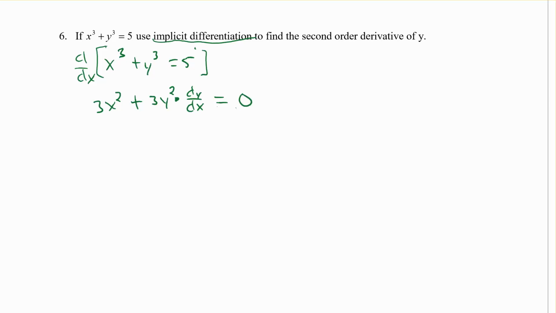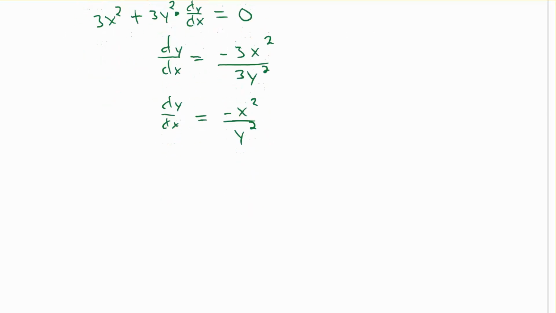And now we just solve for dy dx. dy dx is equal to negative 3x squared divided by 3y squared. So dy dx is going to be equal to negative x squared over y squared. Okay, so we've done the easy bit there, right? Not too bad.